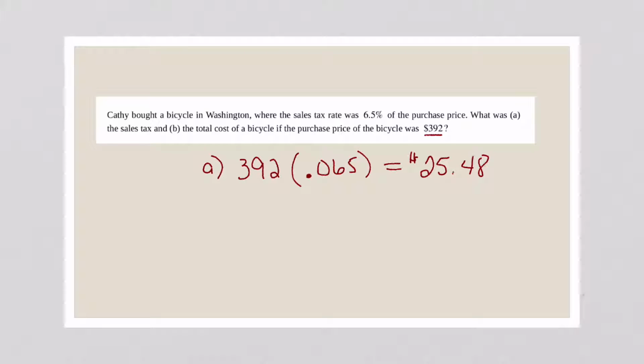Okay, so that is her sales tax only. That is not what she's paying for the bike. She's paying $392 plus $25.48 in sales tax. So her total, 392 plus 25.48, is $417.48.